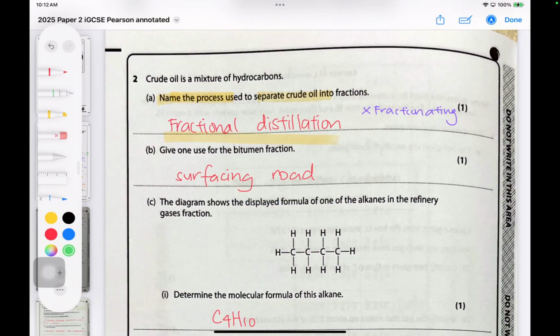Next, we are looking at the lowest fraction. Okay, the lowest fraction is our bitumen. Sometimes they give more complex questions, but here it is very straightforward. 1 use of bitumen. Most students are able to recall this. This is surfacing road. Another alternative they accept is that it's used as tar. This year I think they are really generous. They even allow making roads. I hardly see this in the past, but I would say the more precise word would be surfacing road.